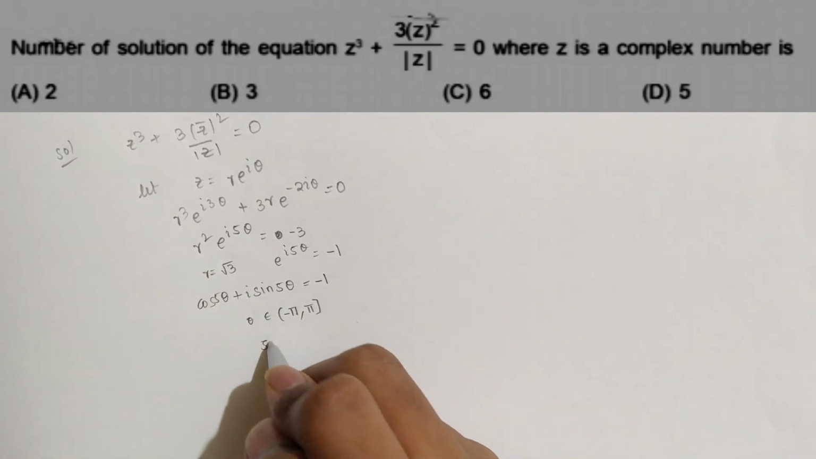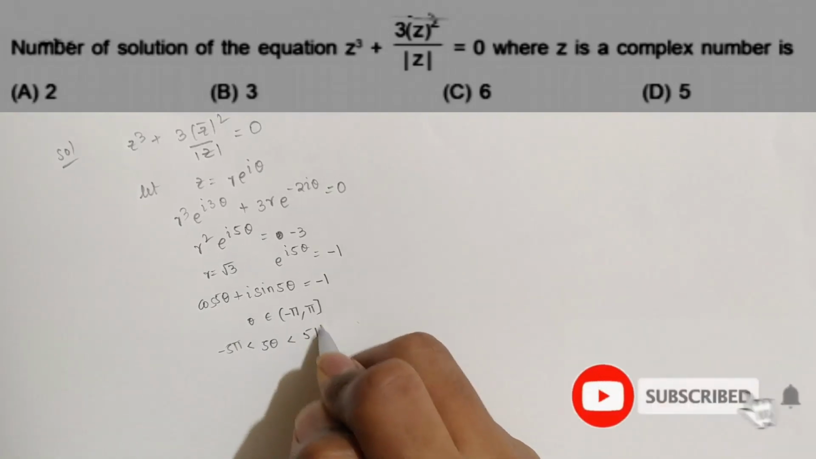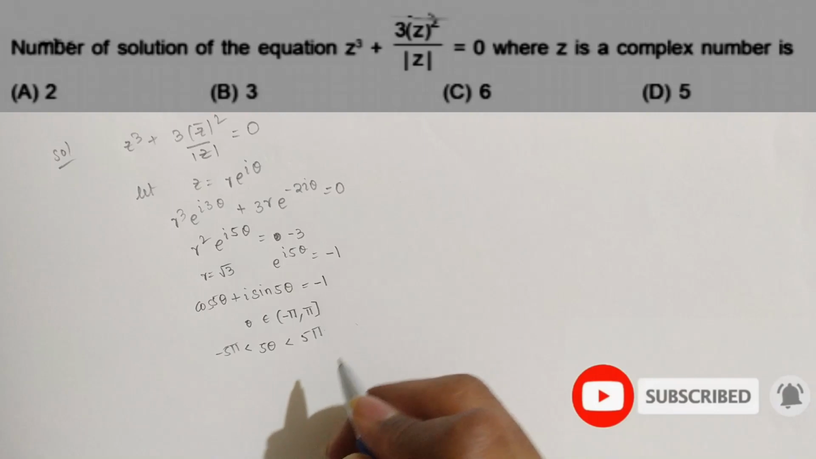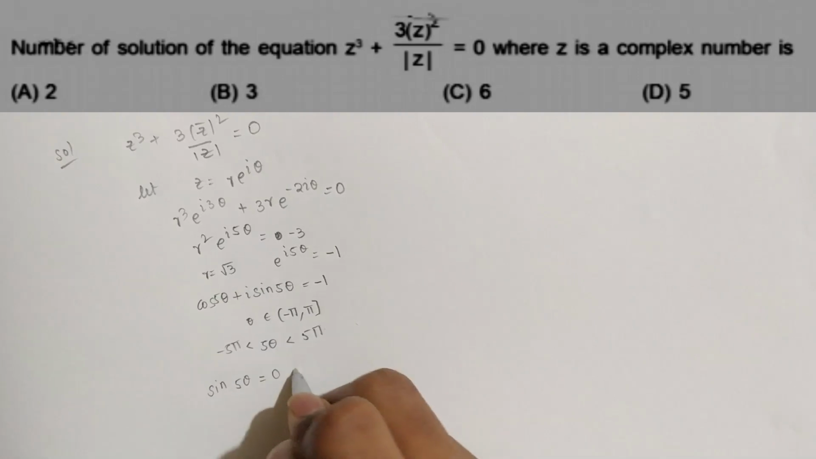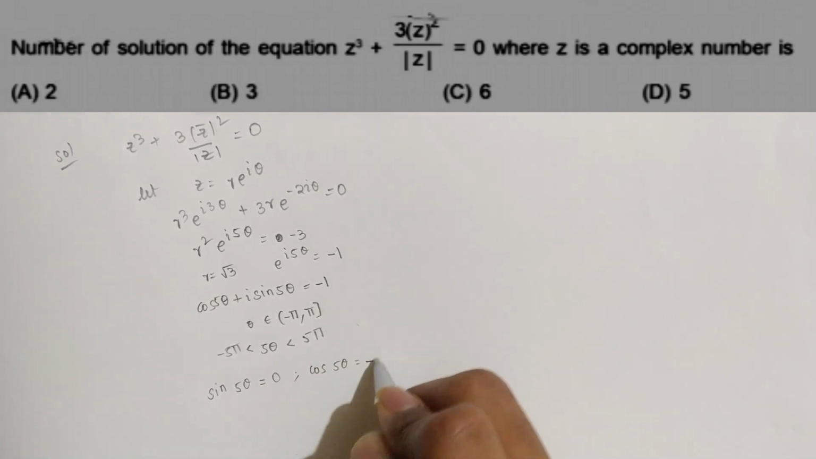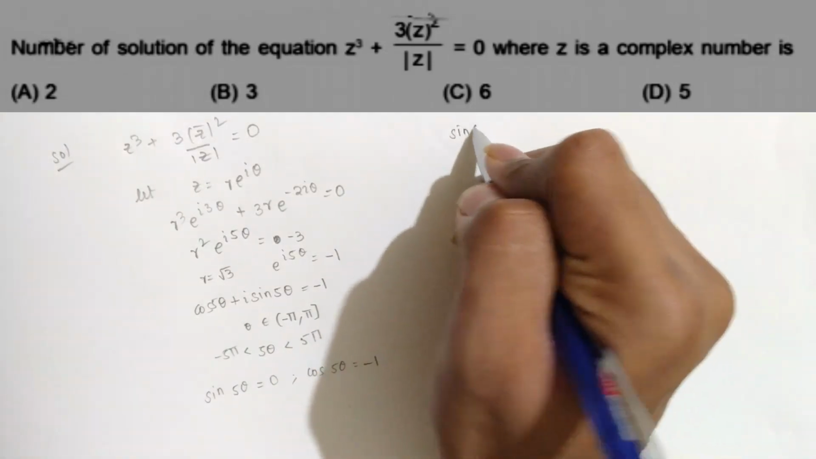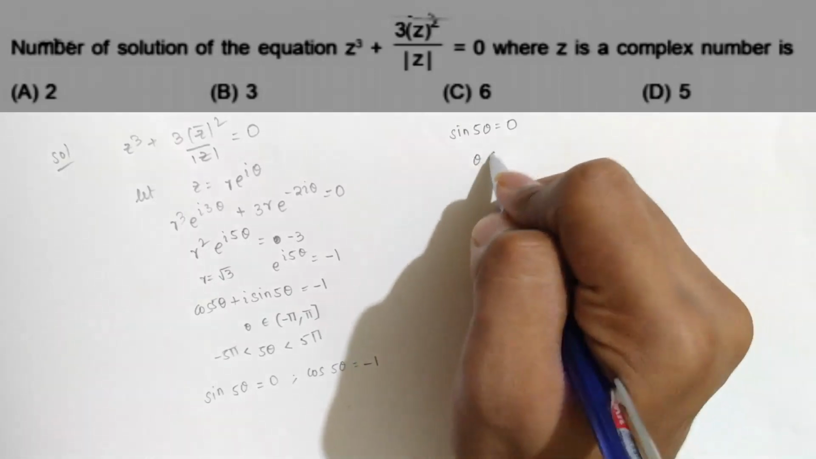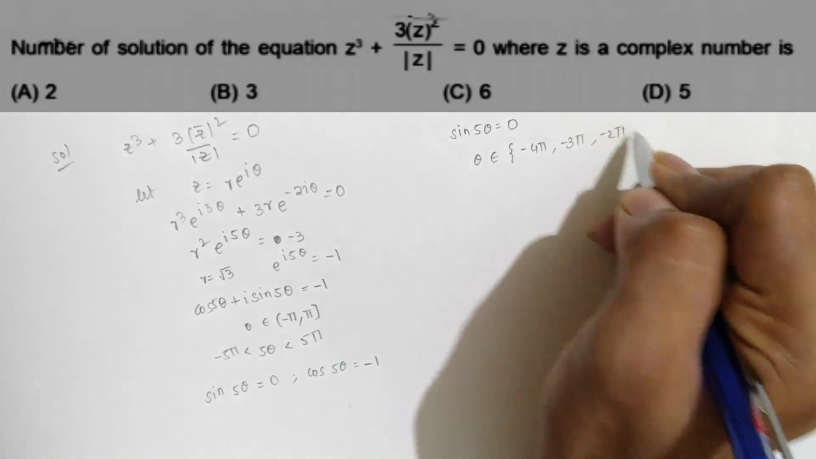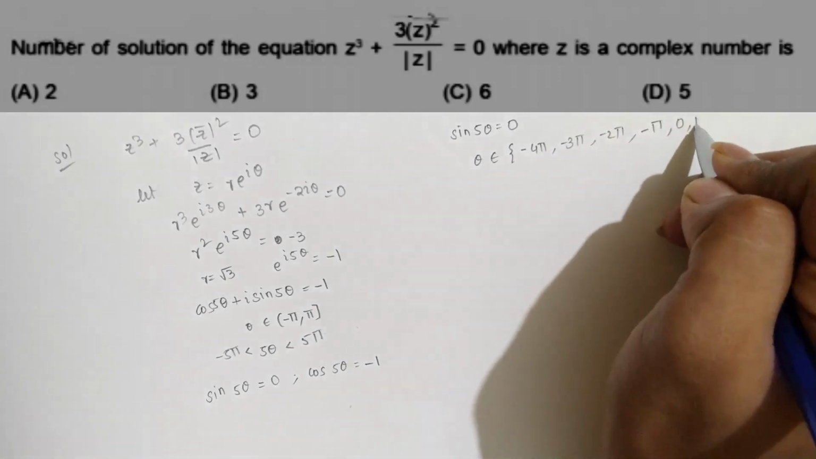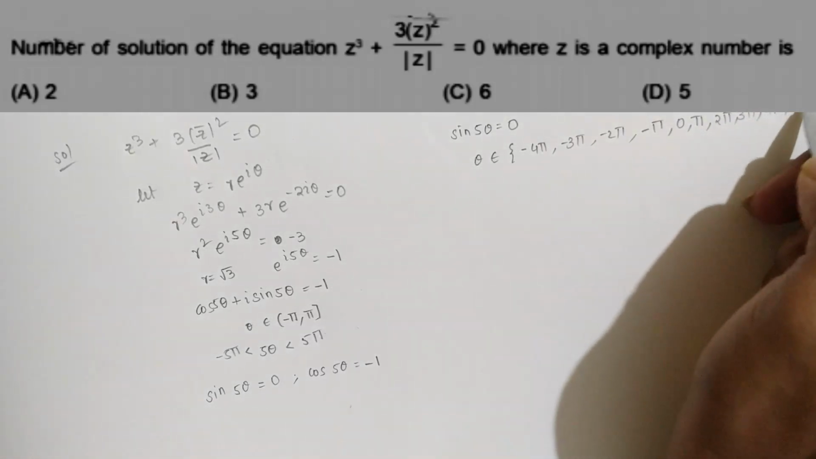So 5 theta will lie between minus 5 pi to 5 pi, and sin 5 theta equals 0 and cos 5 theta equals minus 1, because e power i 5 theta equals minus 1. Now, where sin 5 theta equals 0, then 5 theta belongs to minus 4 pi, minus 3 pi, minus 2 pi, minus pi, 0, pi, 2 pi, 3 pi, 4 pi and 5 pi.